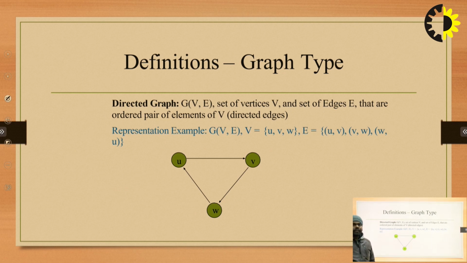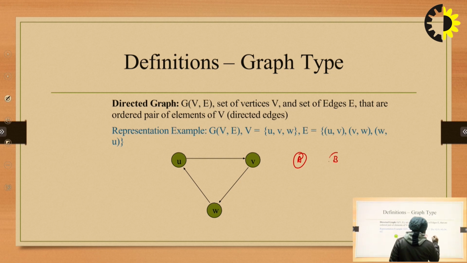Next is the directed graph. I have explained the undirected graph previously; for this, I am telling you only the definition. G is (V, E), a set of vertices and a set of edges that are ordered pairs of elements of V. It means the edges are directed. You can take any graph, but I will explain with a square: vertices A, B, C and D.